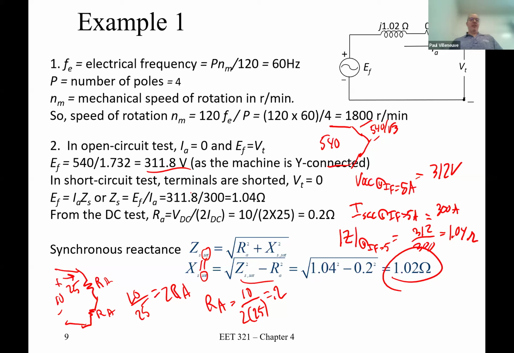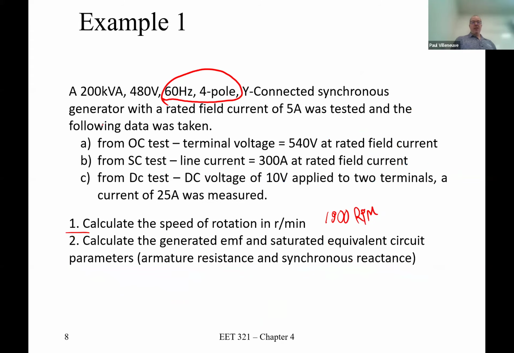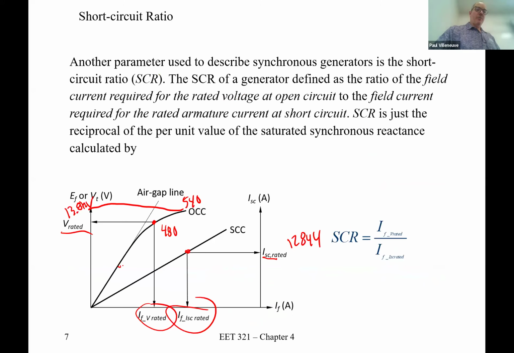To do unsaturated, you might have to know that this voltage here, if that was like 300 volts, that's most likely going to be unsaturated because it's way down at this point, right? It's well below what the nominal voltage of the machine is going to be. So we're feeling pretty comfortable that we can get that value. Okay, questions on that?